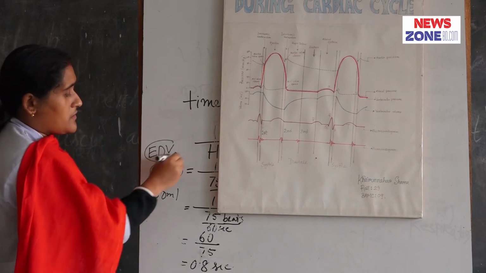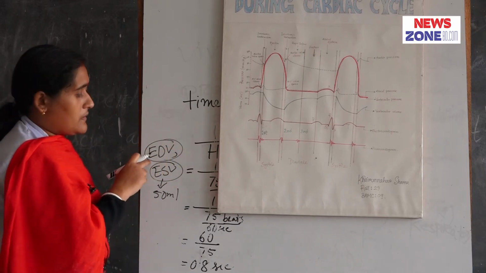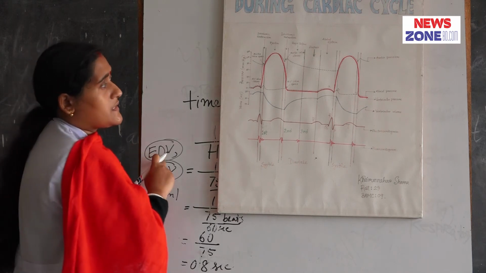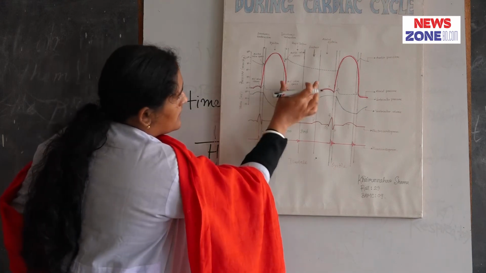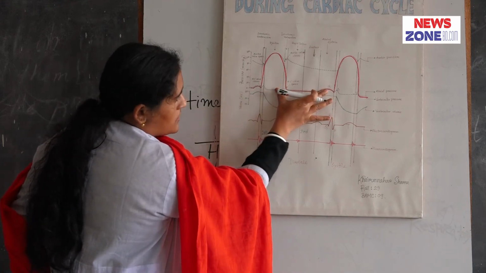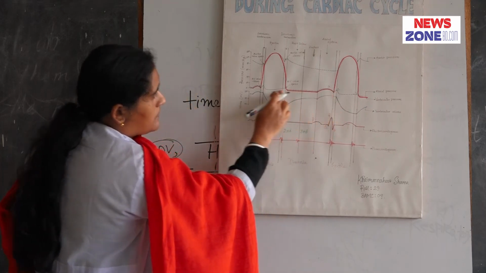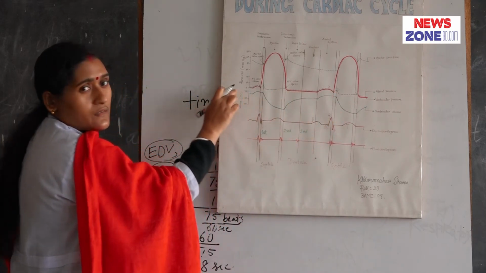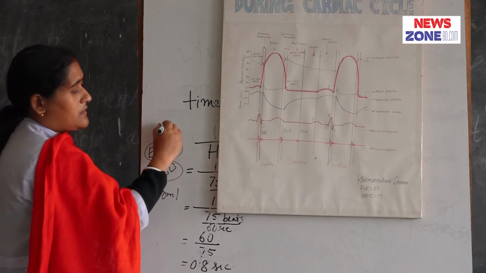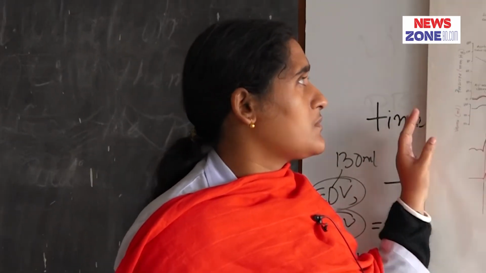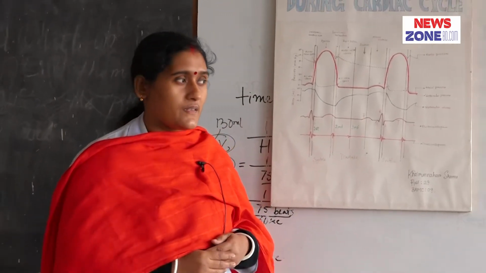And what is end diastolic volume? The volume of blood that remains in the ventricle at the end of the ventricular diastole. At the end of the ventricular diastole, the volume of blood remaining in the ventricle is 130 ml. This is the end diastolic volume. This is the overall pressure change and volume change that occurs in the cardiac cycle.